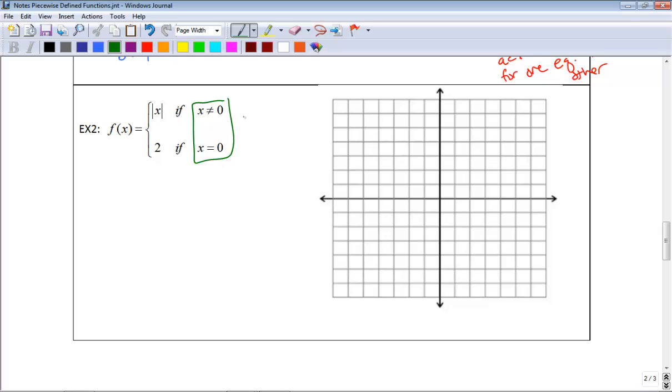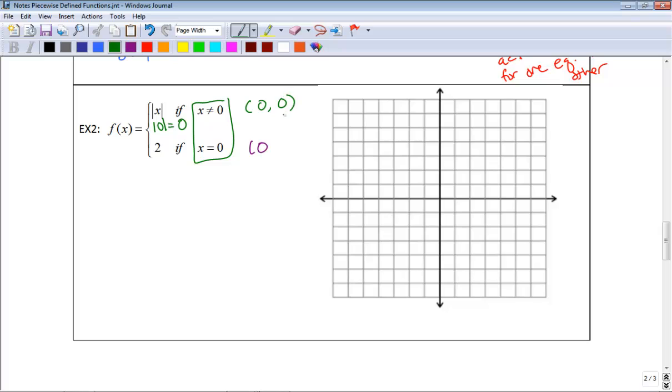Things change at 0. So I have to figure out what happens in the top equation at 0, and I have to figure out what happens in the bottom equation at 0. So let's plug it into the top equation. Well, what's the absolute value of 0? The absolute value of 0 is just 0. So the top one has the point 0, 0.